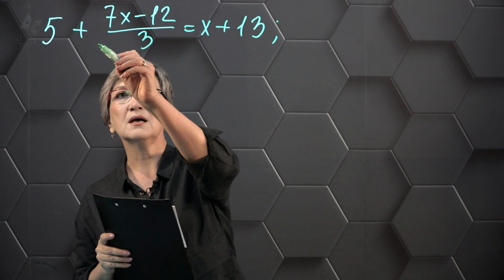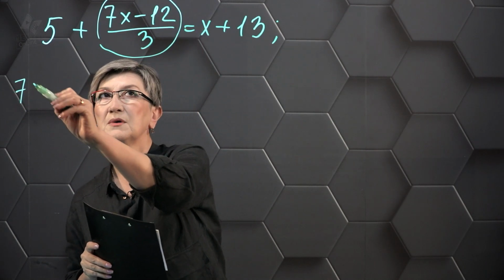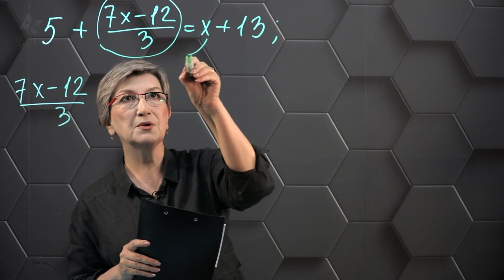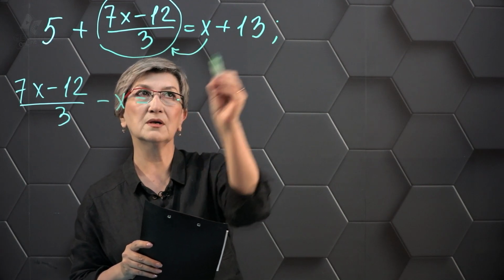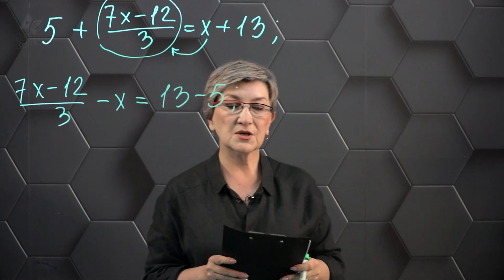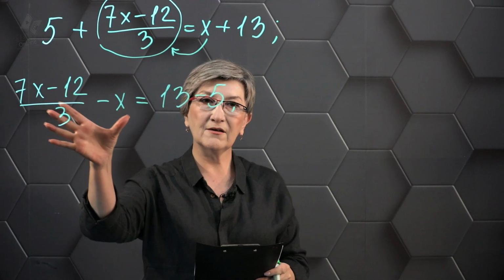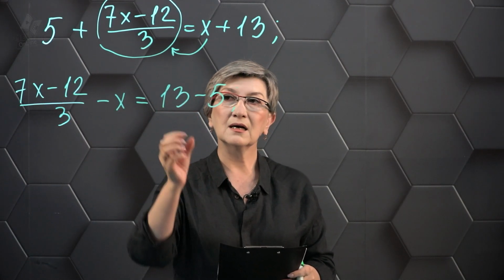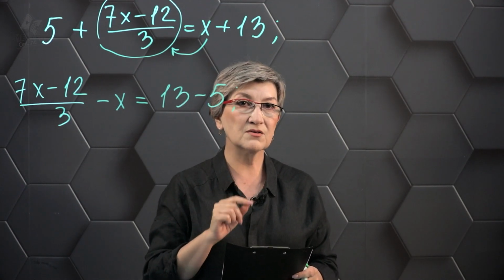So I'm going to write an expression that contains the variable, 7x minus 12 divided by 3. And I'm going to move the variable x to the left-hand side. The result is minus x equals 13 minus 5. Once again, I draw your attention to the fact that you should start writing the left and right parts with those expressions or constants that are already written in this part. Then you will never make a mistake.